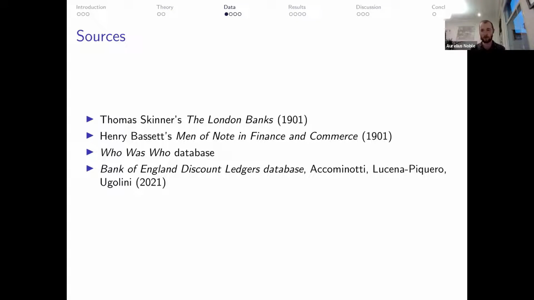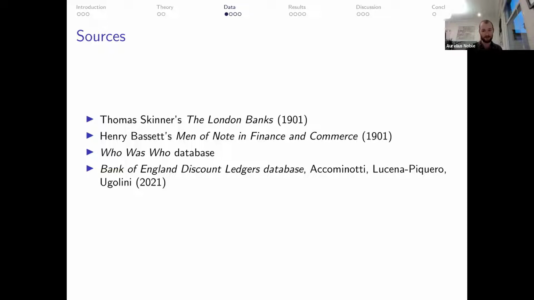So what I'm going to do for this paper is use a few different sources to construct different types of network and to try and examine the overlap between those networks. And in particular, what I want to do is to think about the extent to which sharing clients between those merchant banks is related to having personal connections between those merchant banks.